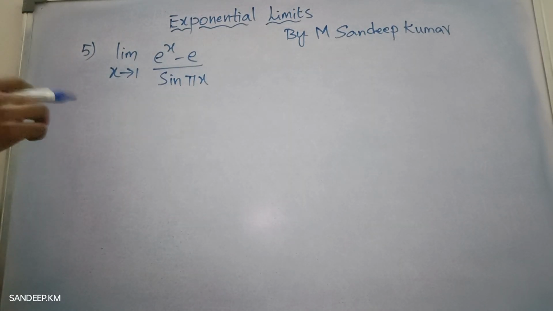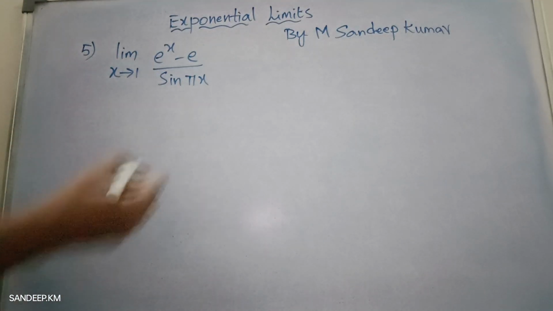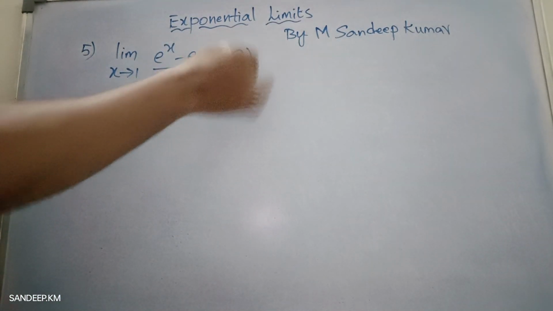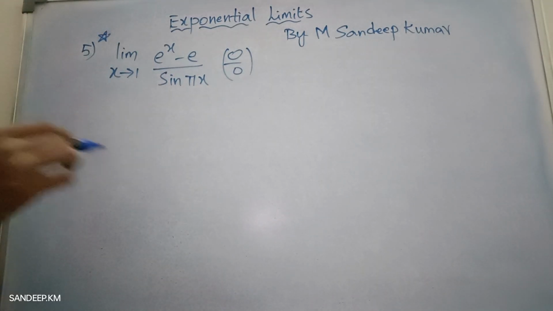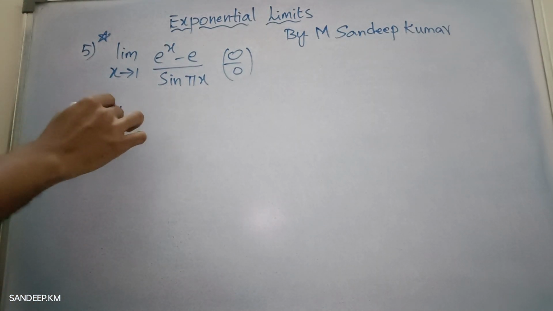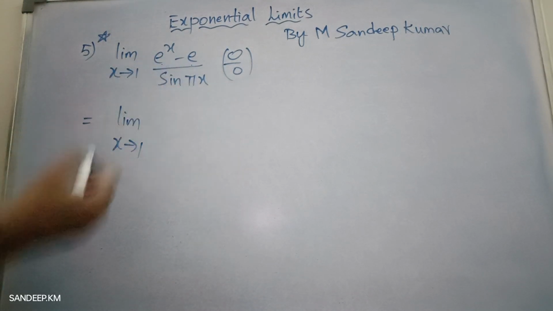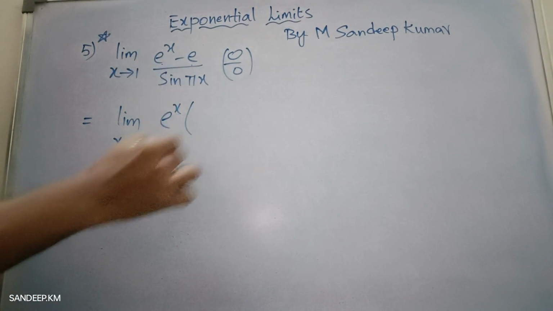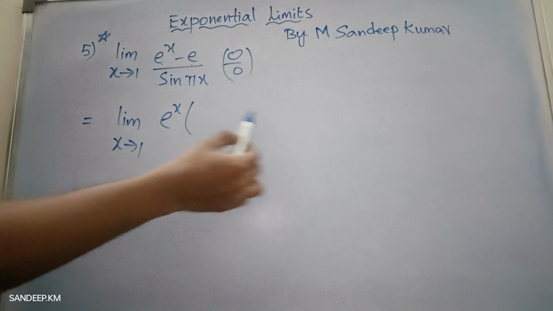Question number 5. If I directly substitute x as 1, it is in 0 by 0 form. So obviously let us see how to solve this question. Important model, please observe how I am doing it. Limit x approaches 1. Let me take e common in these two. Why should I take e common in these two? So that it will be converted as e power something minus 1, for that reason.